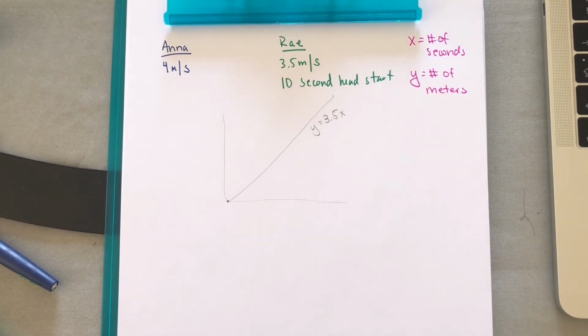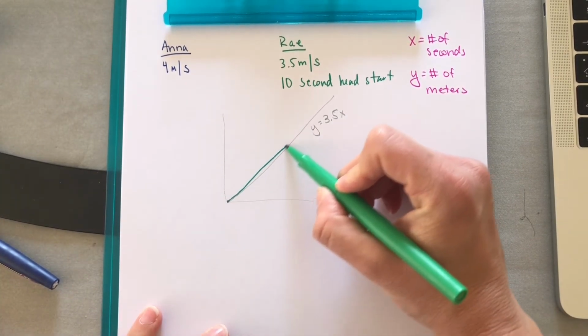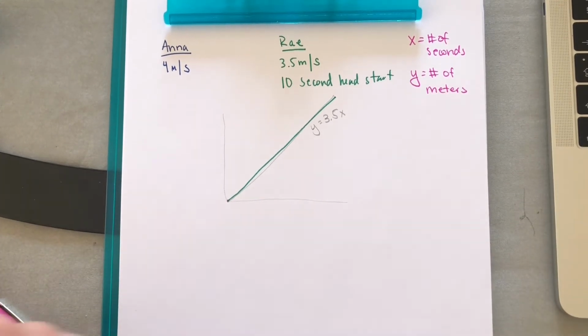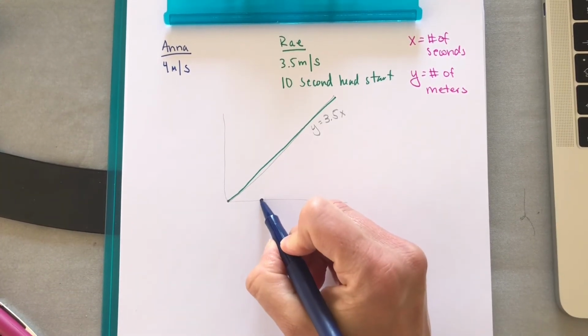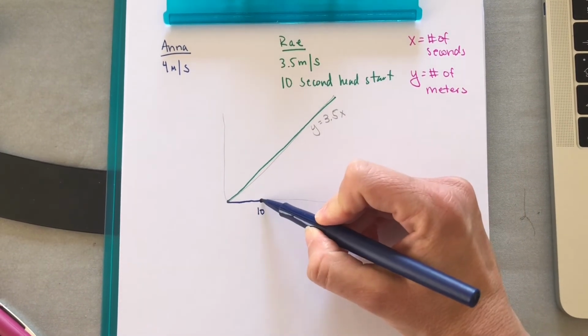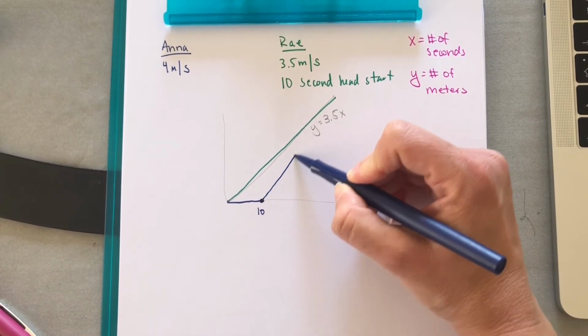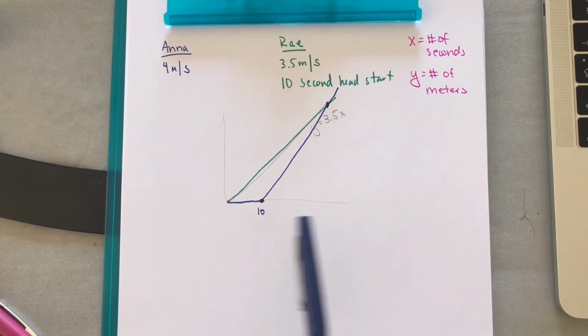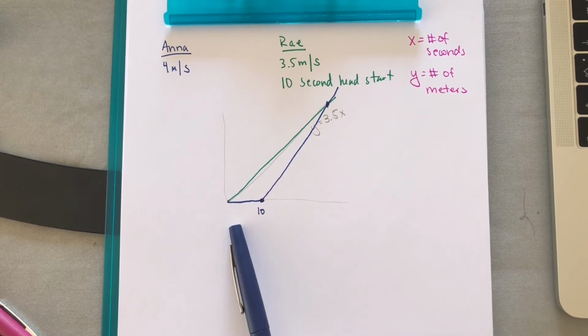Anna, however, waits a little bit, and she lets Ray run for 10 seconds before she starts running. So she doesn't start until later on, when time is at 10 seconds, and then she runs slightly faster than Ray, and then eventually she will pass her. So the question is, how can we represent this with an equation?